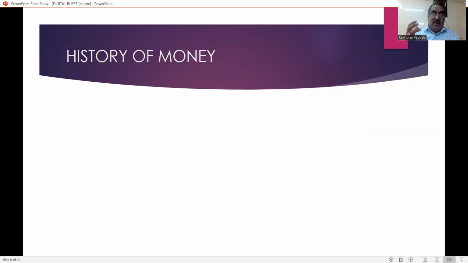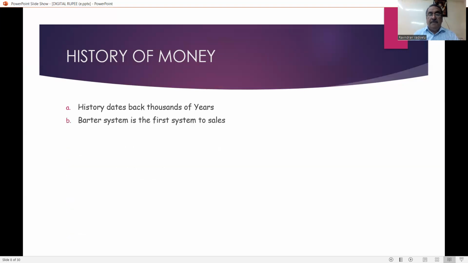Now we are going to see the money translation. Initially, there is a system, but when you look into the history of the money concept, it dates back thousands of years. When we start the system, it's a barter system. That is exchange of goods. That is the first thing.